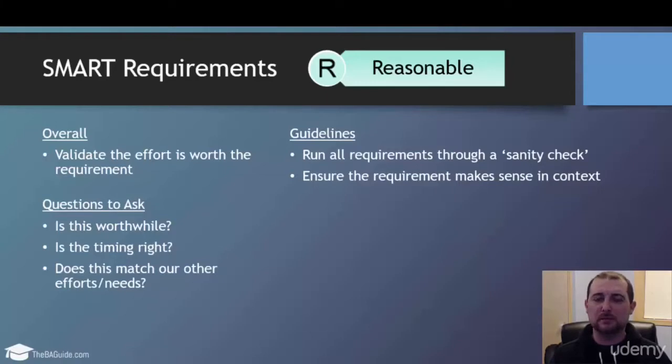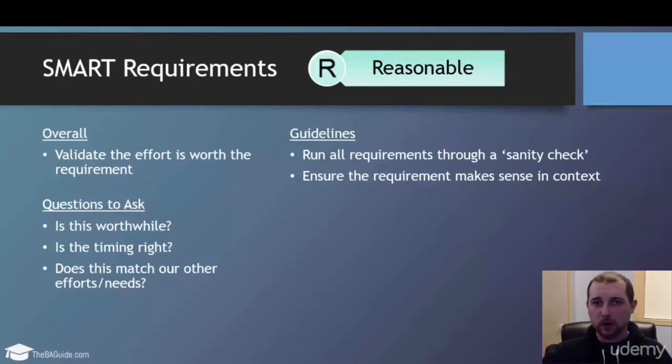So then you probably deem that the requirement's not reasonable, it's not worthwhile. Next, is the timing right? This will come up sometimes where they want to do a certain requirement, but there may be a piece to it that is being done in another project or is planned in another project. Is the timing right to complete it here as well?